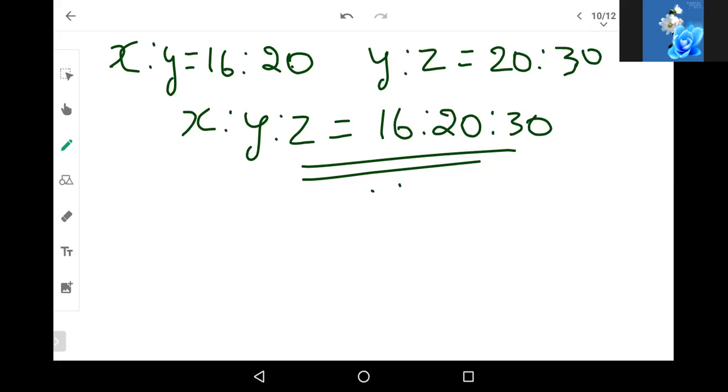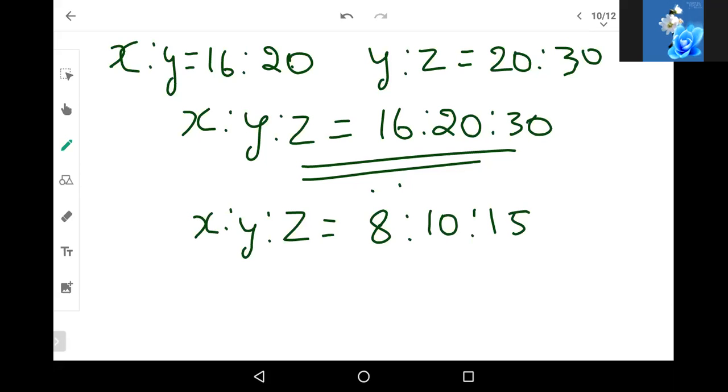Okay, you can simplify this. Can you simplify the ratio? 2 8s are 16, 2 10s are 20, 2 15s are 30. That's all. This is the simplest form of the ratio. Understood? Any doubts here?